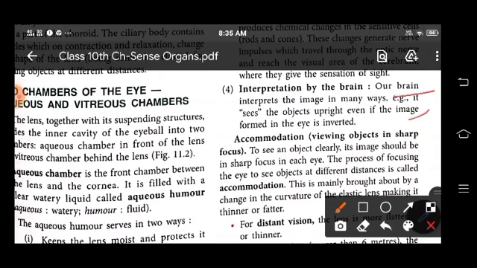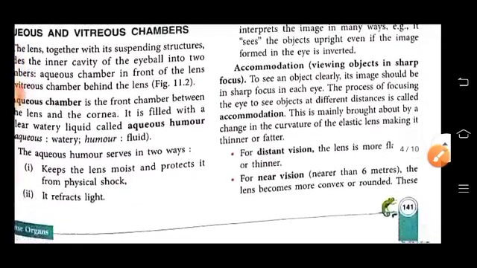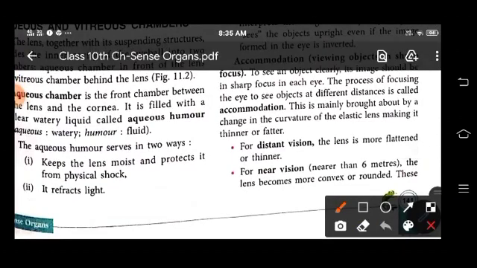Viewing an object in sharp focus, or accommodation. To see an object clearly, an image is formed in sharp focus in each eye, and the process of focusing of the eye to see objects at different distances is called accommodation. It is due to the change in the curvature of the elastic lens, which makes it thinner or fatter. For distant vision, the lens is more flattened or thinner. For nearer vision, the lens becomes more convex or round.